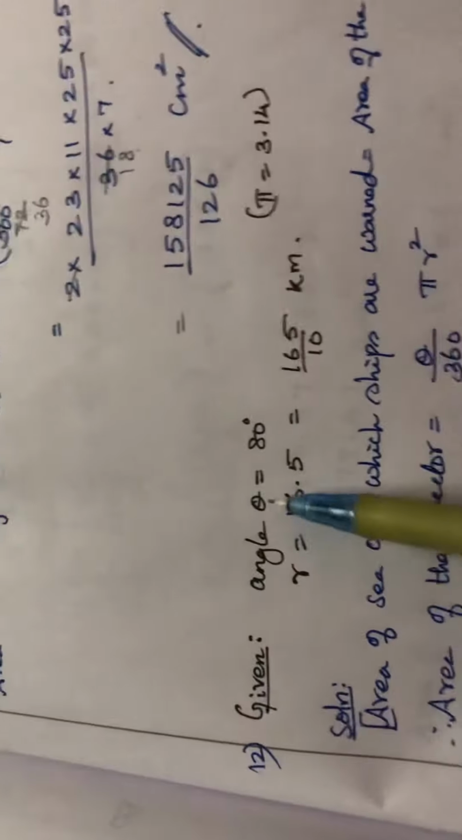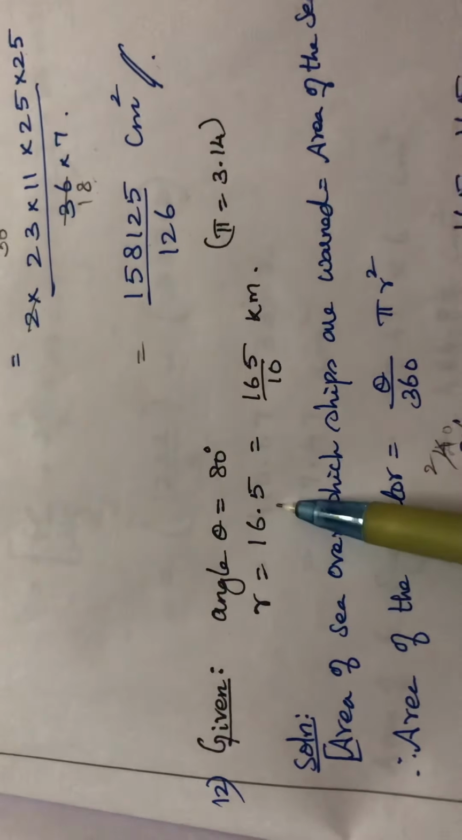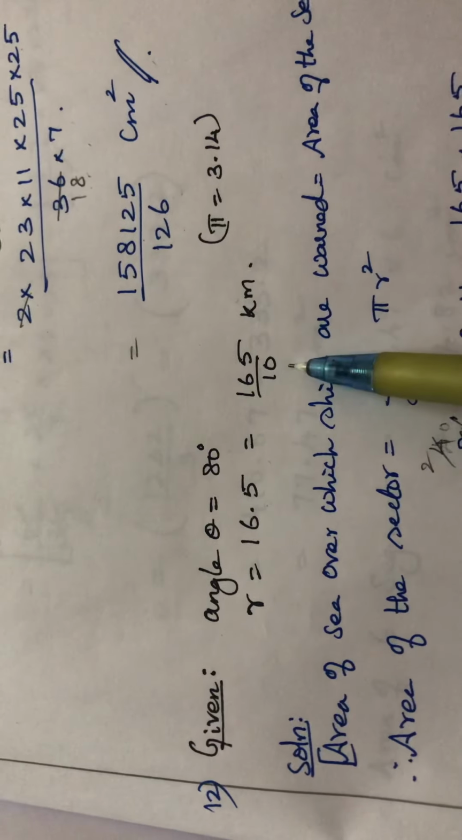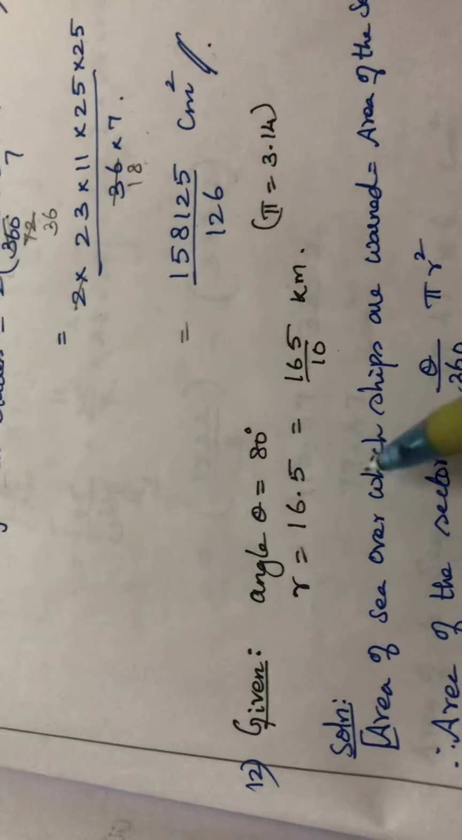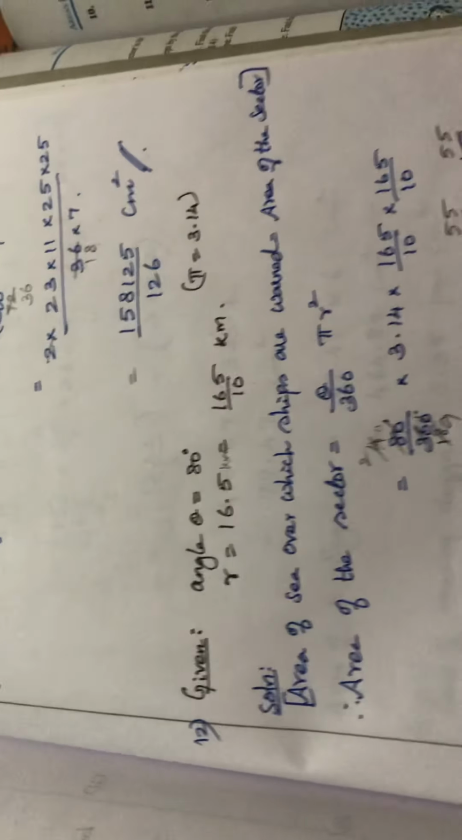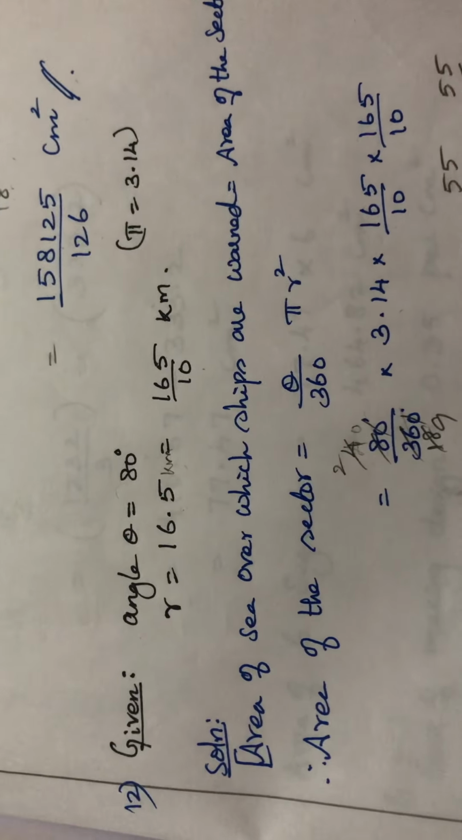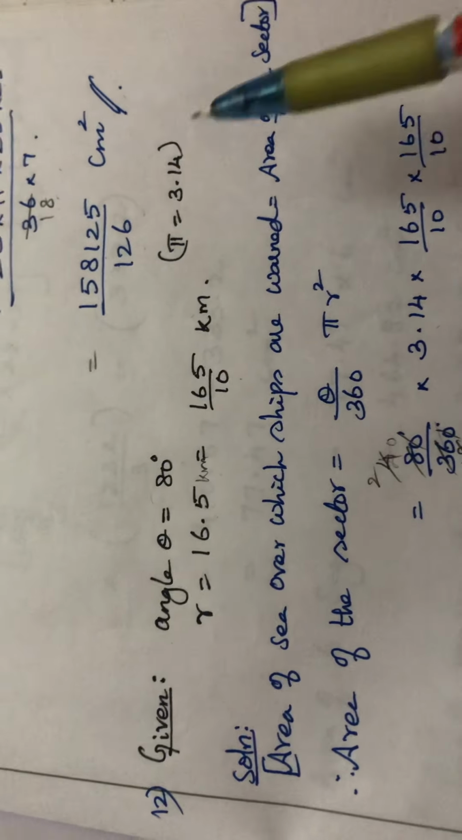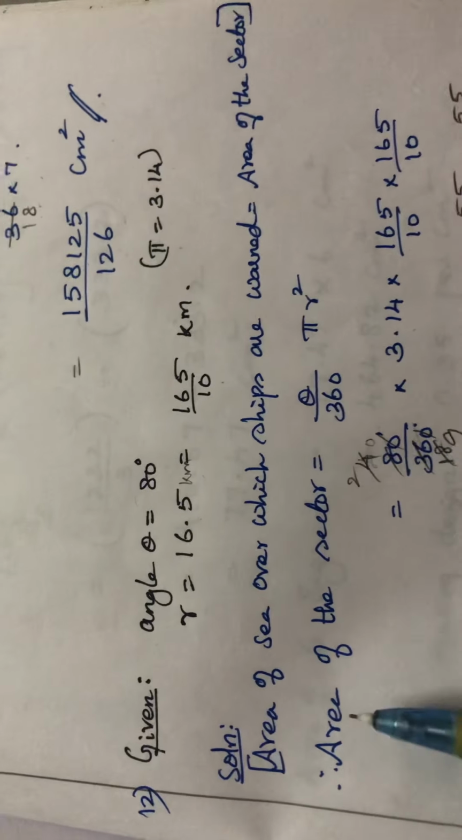So given angle is 80 degree, radius is 16.5. 16.5 is nothing but 165 by 10. This is also kilometer only. I am just writing this 16.5 decimal in terms of a fraction, 165 by 10 kilometer. And it is given in the question, use pi is 3.14.